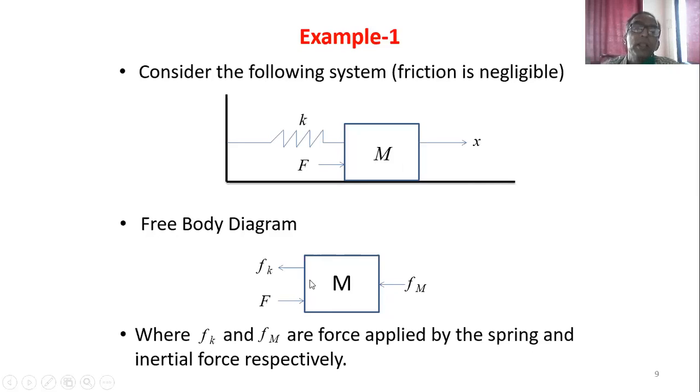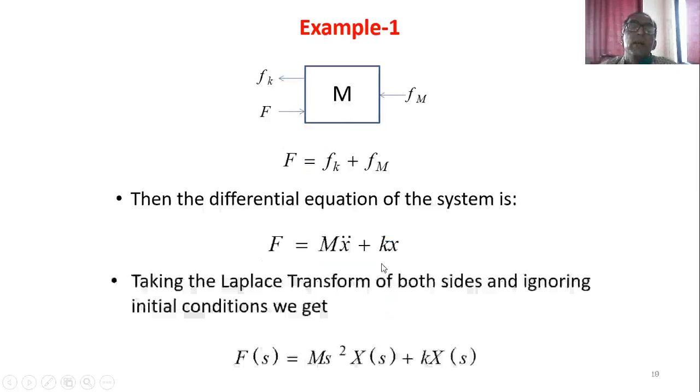Once I draw this free body diagram, it is easier for me to write the equation for this translational mechanical system. So I can have the convention: external force F is equal to the sum of the reacting forces. So external force F is equal to Fk, the spring force, plus the inertia force. So F is equal to spring force plus inertia force.